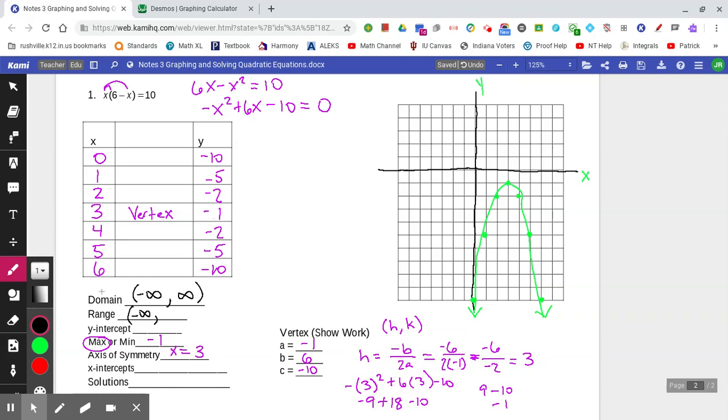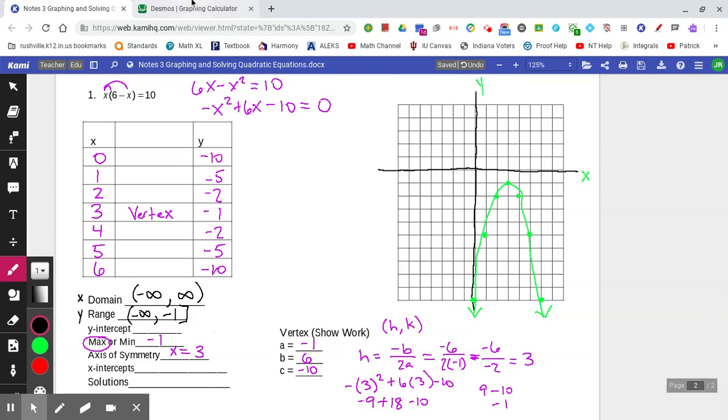What is the y value? Remember that your domain are your x's, your range is your y. So looking at my y values, what's the smallest, or not the smallest at all? What is the maximum? What is the largest y value that we have? And that is -1. It reaches to -1. It's including that point, so we use a bracket around that.